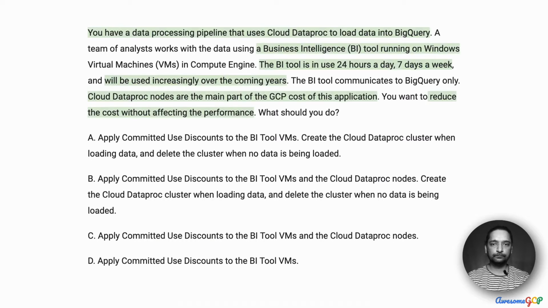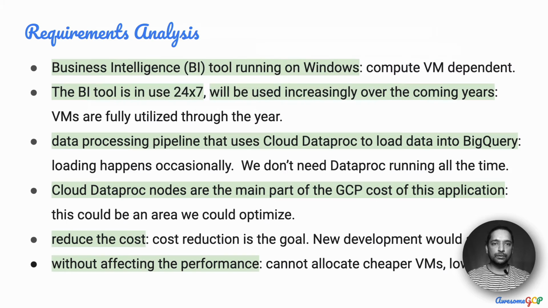What should you do? That's a fairly large question. Let's break it down into the requirements and analyze those. One, the business intelligence tool is running on Windows, and it's very clear that it is compute VM dependent. We won't be able to move it into some kind of serverless option. The BI tool is in use 24/7 and is going to be increasingly used over the coming years. So we've got a good forecast for the entire year that all these VMs that we use for the BI tool are going to be utilized. It is not going to lie idle. We could work with that.